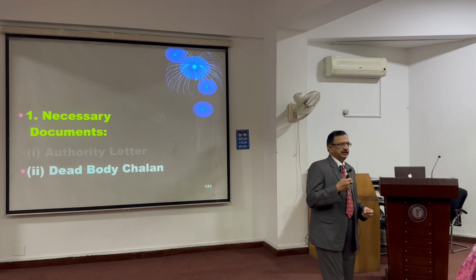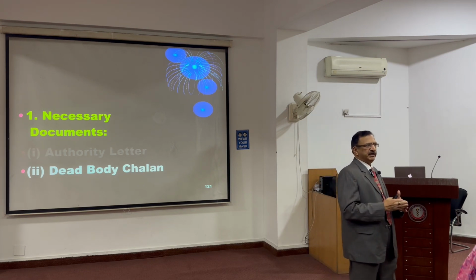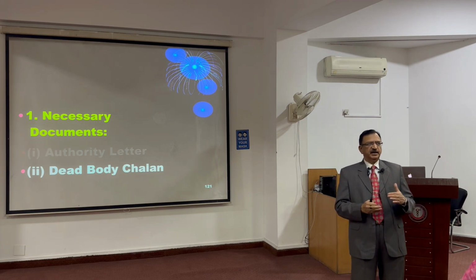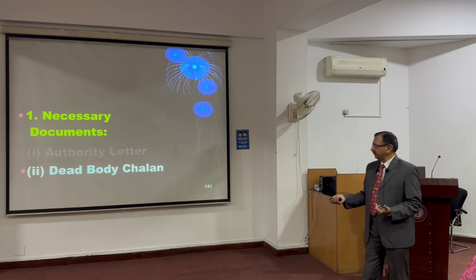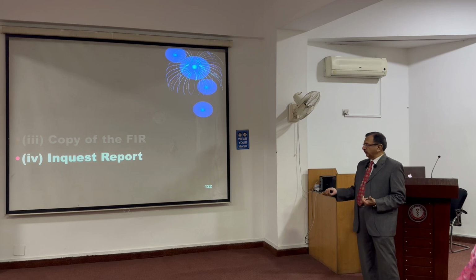पुलिस, they will enter in different types of deaths, form alif, form b, form jeem. Form alif in natural death, form b in unnatural death, or form g in poisoning. So these are dead body challans. Then copy of the FIR, inquest report.